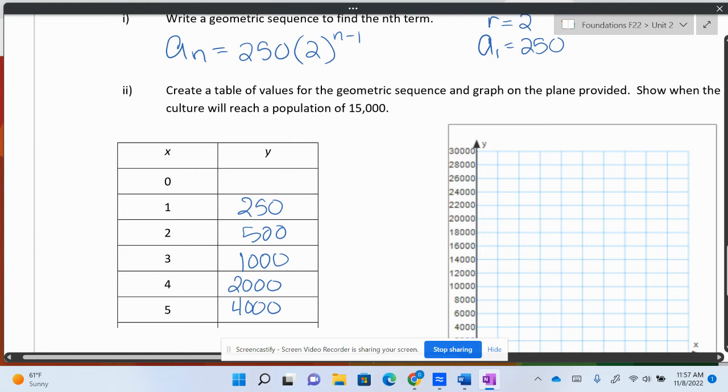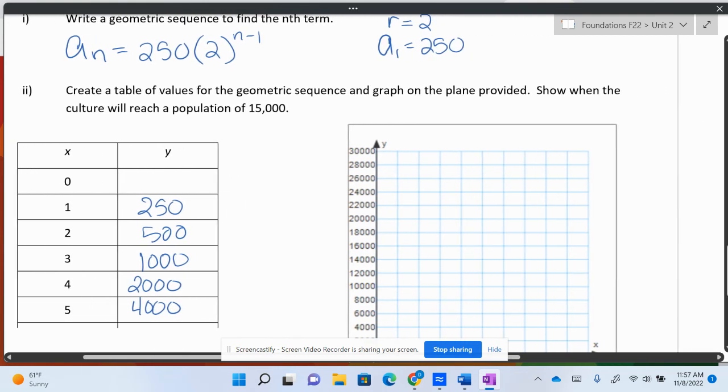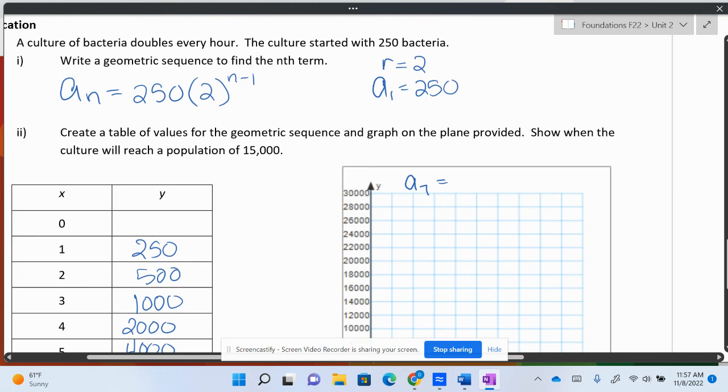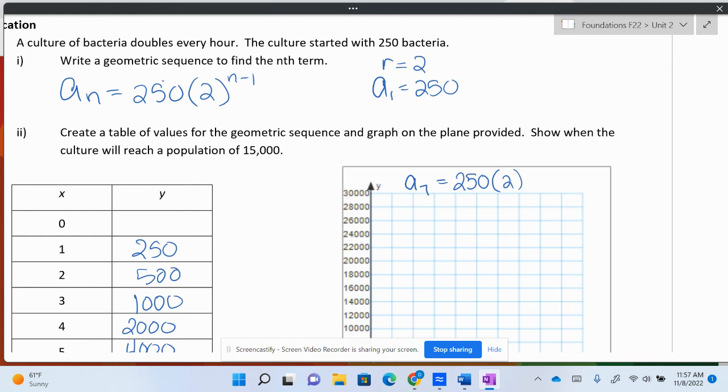So let's check and see what the amount of bacteria would be after 7 hours using our equation. a sub 7, how many bacteria would I have? Kane, how'd you do that? Okay, so 250 times 2 to the, what is 7 minus 1? 6th power. 2 to the 6th power is 64. 64 times 250 is 16,000.